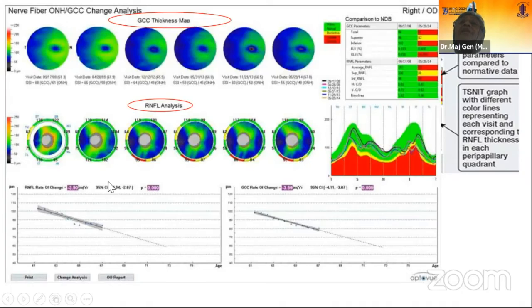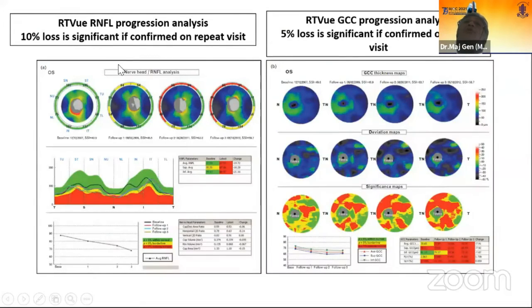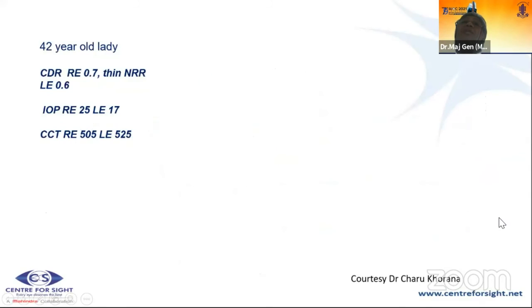This is the GCC analysis, which is showing us the rate of change. And this is the RNFL analysis, which is again showing the rate of change, which tells us how we must prepare. So in RTVue, in RNFL progression, if we have a 10% loss, if it is confirmed, then we know that there is a definite RNFL loss. In GCC, we find that if there is a 5% loss, again, this is very important.